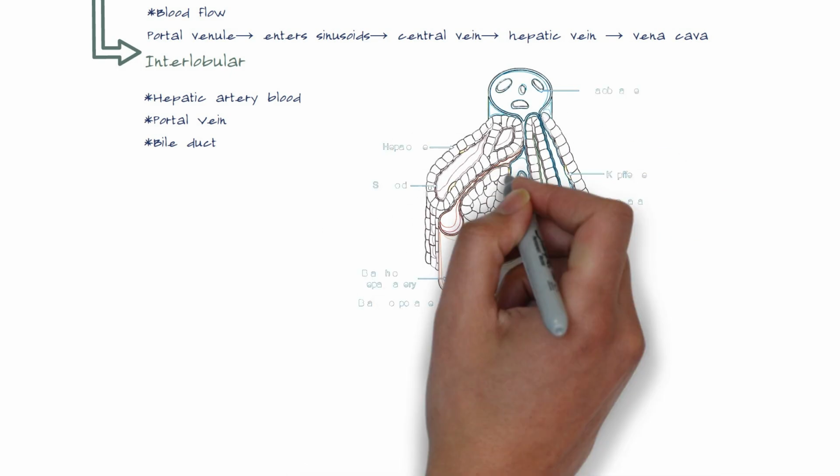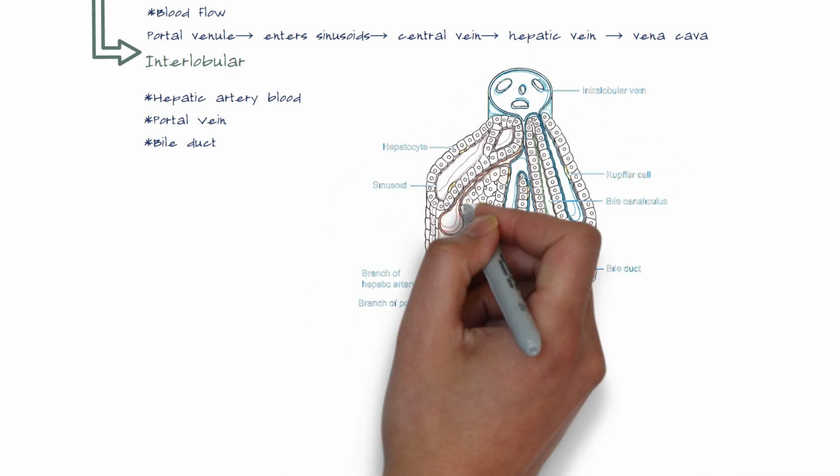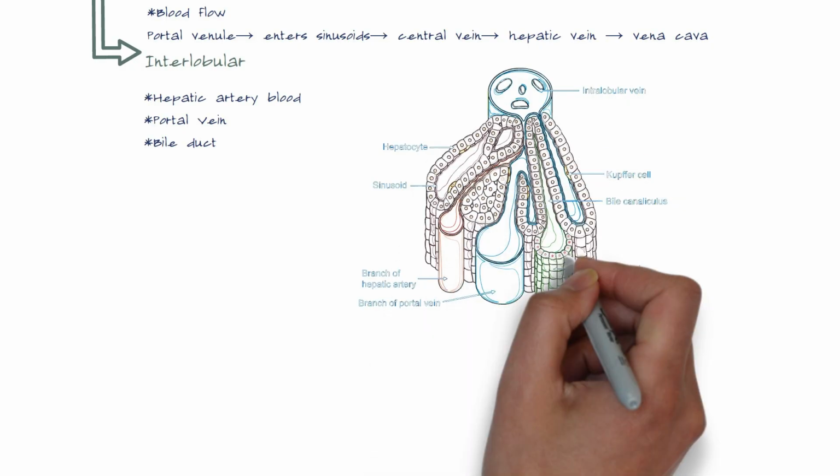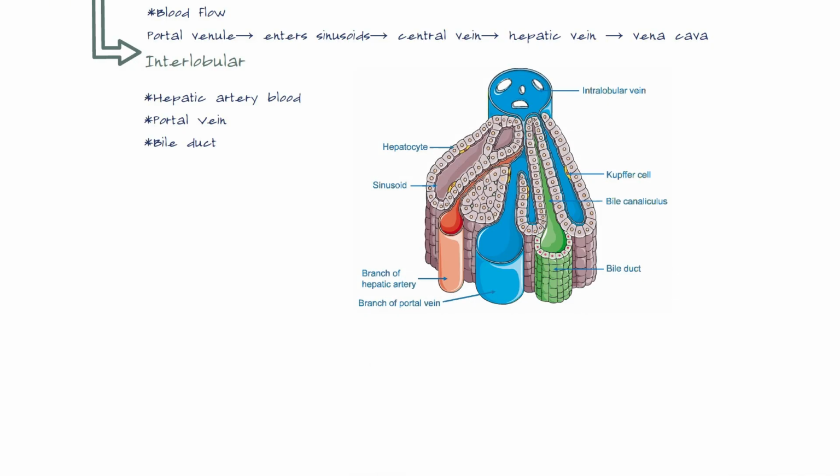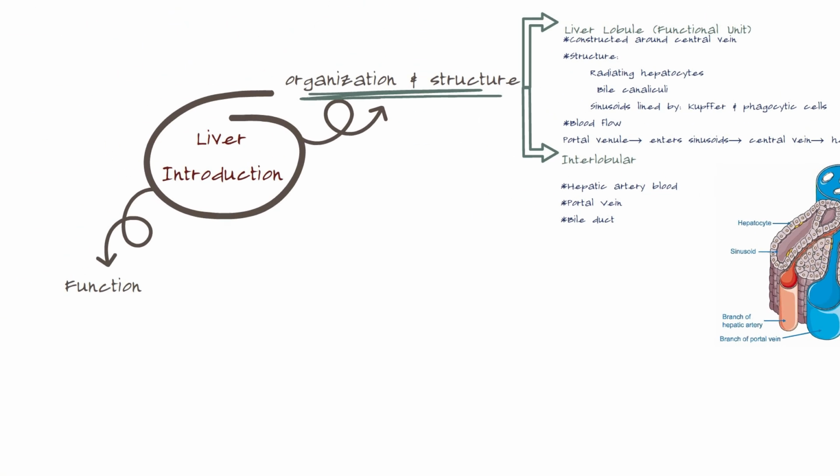The interlobular area. In addition to the lobule, we have an interlobular region, containing a branch of the hepatic artery, portal vein, and a bile duct. What is the function of the liver?